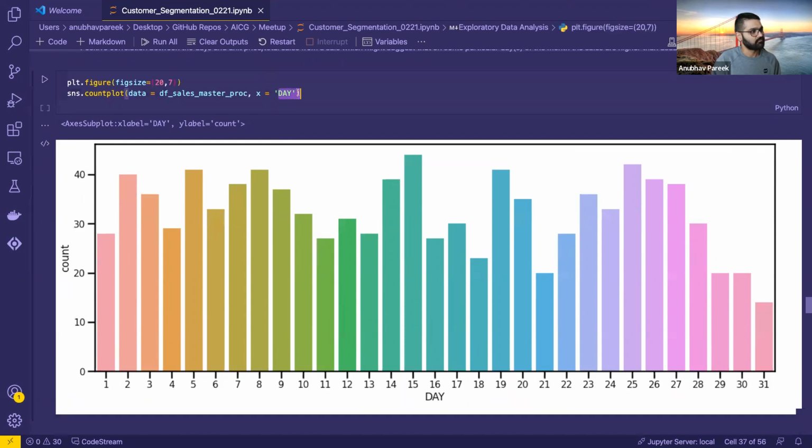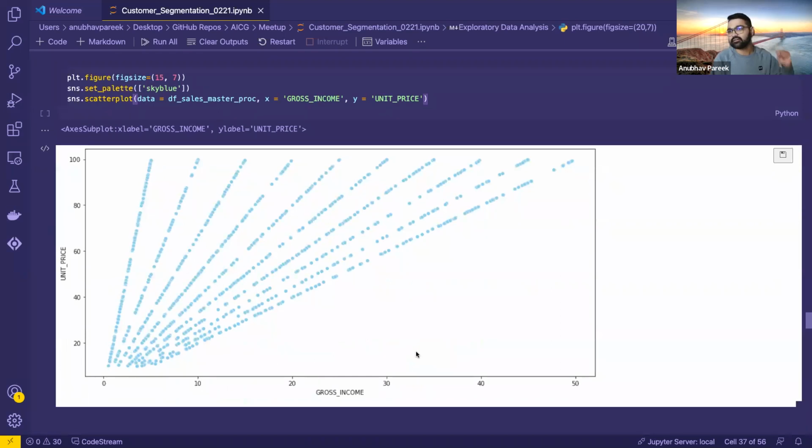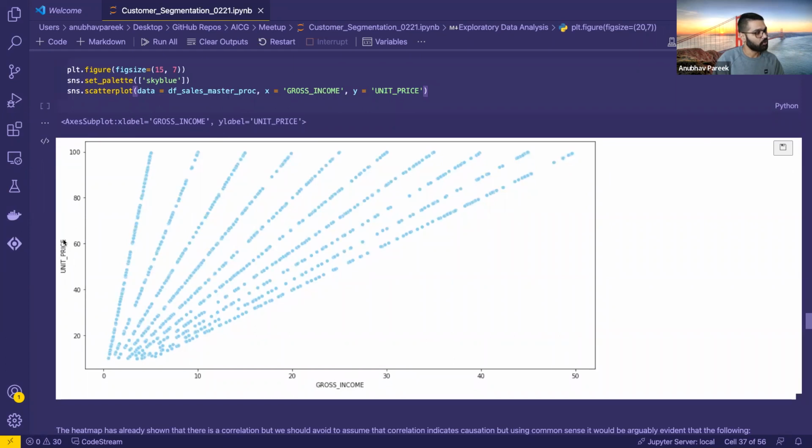So even the day-wise breakup did not give us a lot of information. Yeah, and just in continuation to the previous analysis, if you plot the unit price on the y-axis with the gross income, it does indicate that customers with higher gross income are more populated towards higher unit price. And if you look at the lower quadrant, customers with lesser gross income are probably more densely connected towards the lower end of the plot.